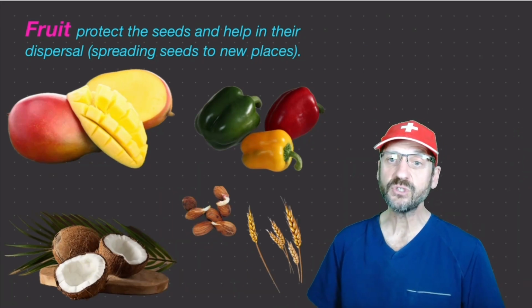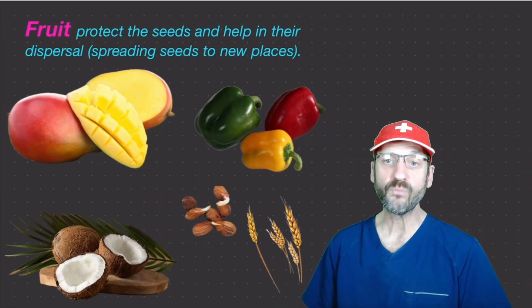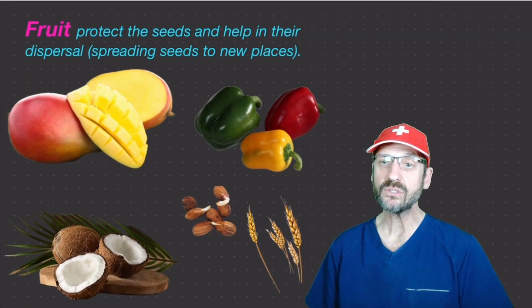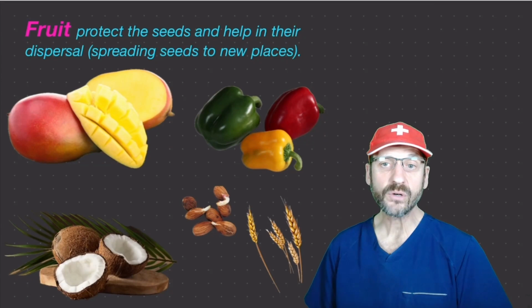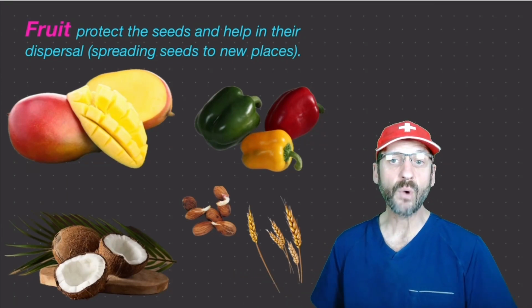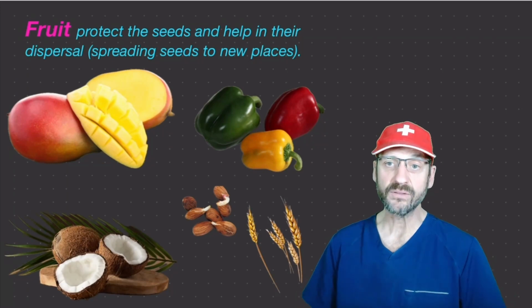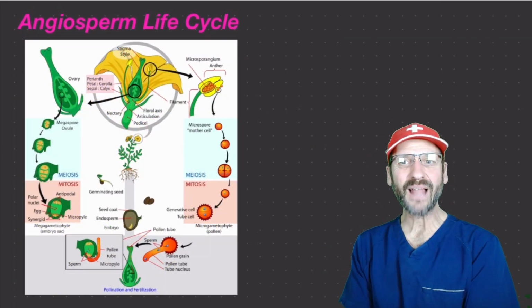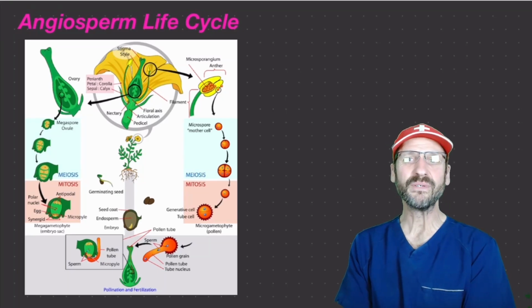Fruits have different shapes and textures to help with seed dispersal. Some have wings or are lightweight to spread with the wind. Others can float on water, like these coconuts over here, and some are eaten by animals who then spread the seeds in their droppings. Let's talk about the life cycle of an angiosperm.